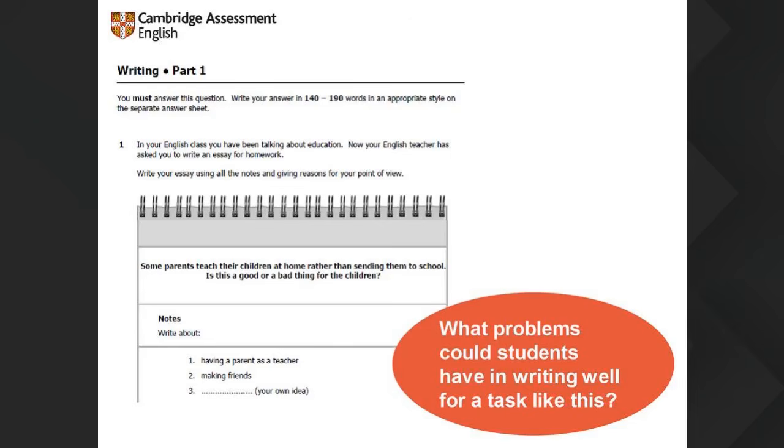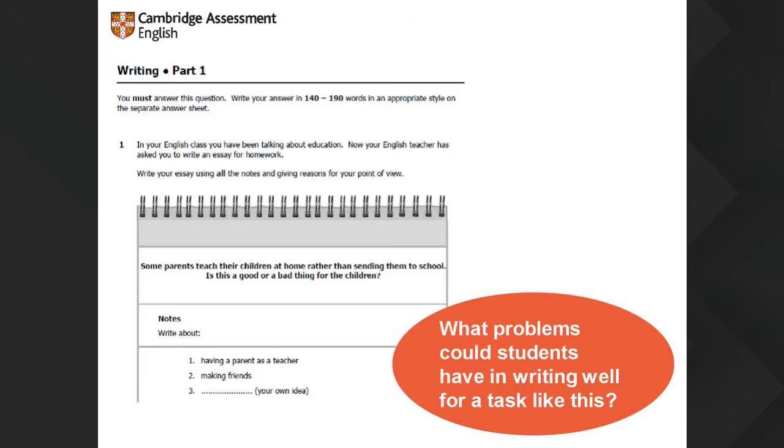So, what problems do you think students could have in writing well for a task like this, Victoria? Yeah, maybe not being aware of the text type, especially at B2, where there is a wide range of text types, and also not being able to develop their ideas enough. I think this is a step from B1, right? At B1, maybe they need a bit of explanation, but not too much. But at B2, they really need to develop their ideas.